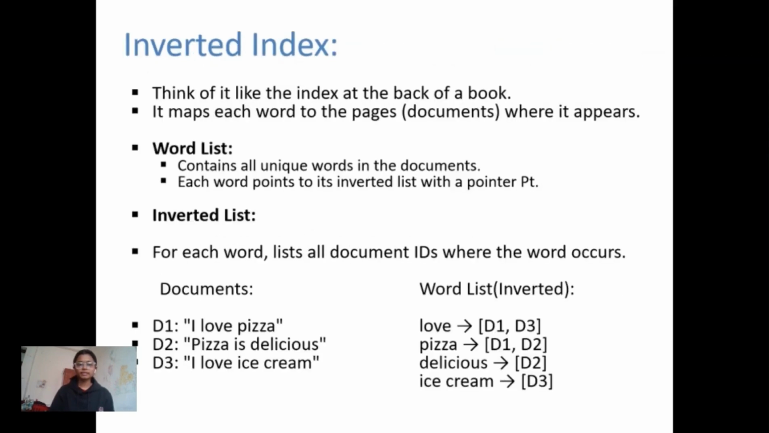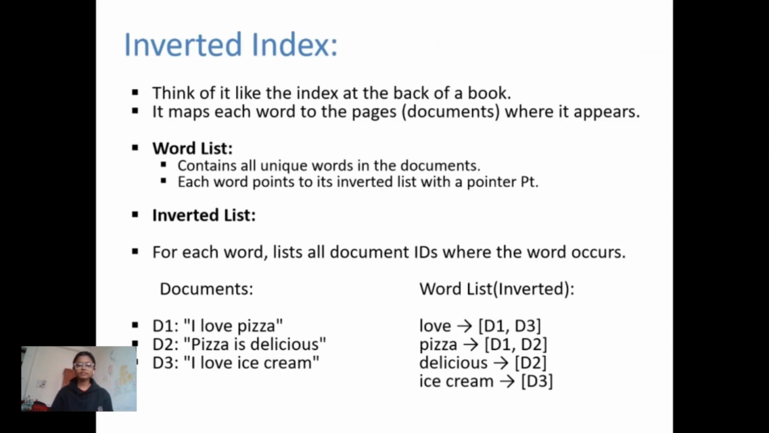Inverted index. Think of it like the index at the back of a book. It maps each word to the pages where it appears. Word list contains all unique words in the documents. Each word points to its inverted list with a pointer pt. An inverted list for each word lists all the document IDs where the word occurs.